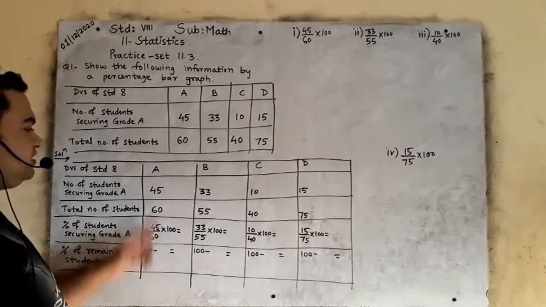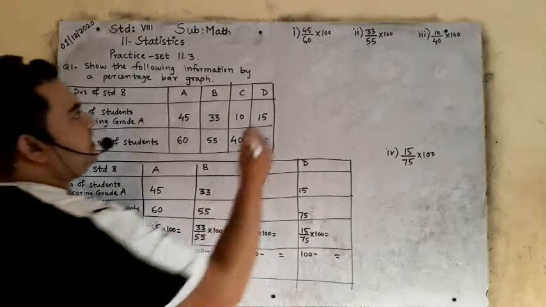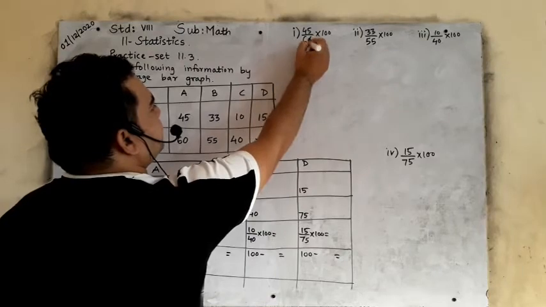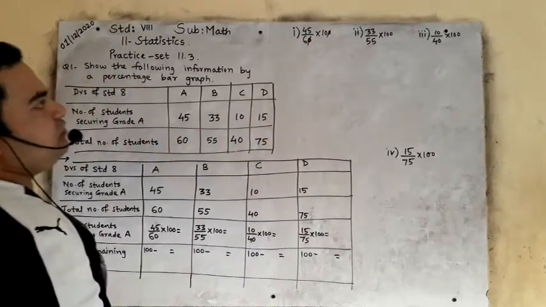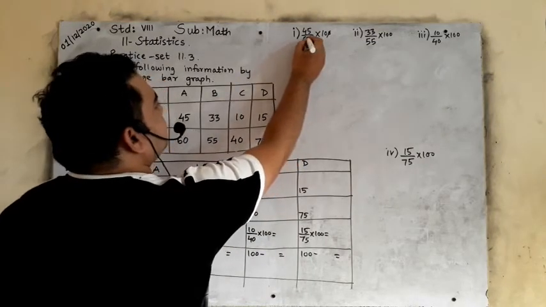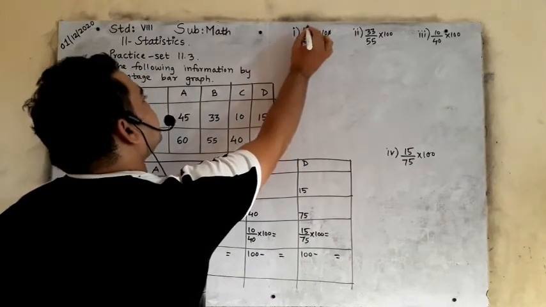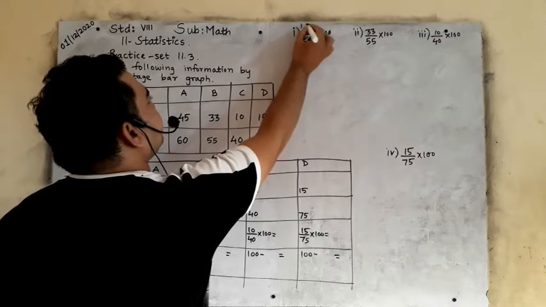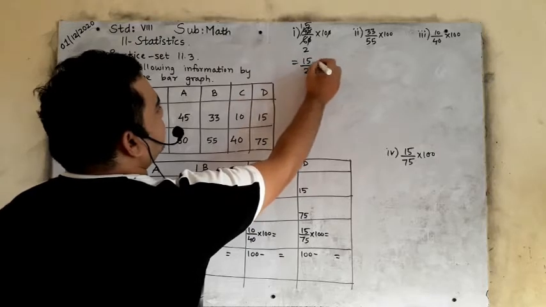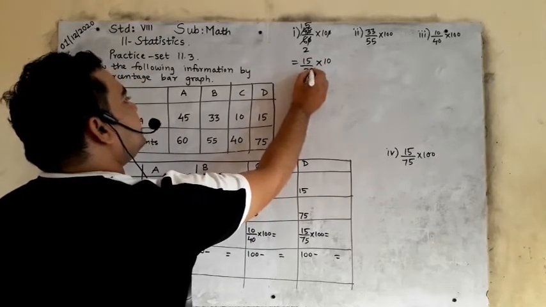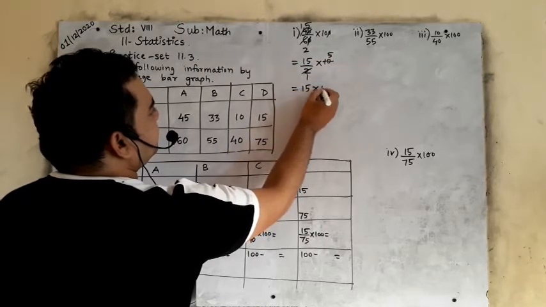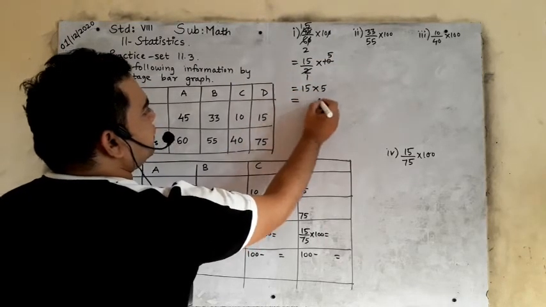Then we will solve the first, A division column, that is 60. From 60, 45 students have secured the A grade. I will cut this, okay, the 0 will get cancelled. Now, 3 2s are 6, 3 1s are 3, 1 remains, 3 5s are 15. So the answer remains 15 upon 2 multiplied by 10. Okay, now I will cut this. 2 1s are 2, 2 5s are 10. So what remains? 15 multiplied by 5.